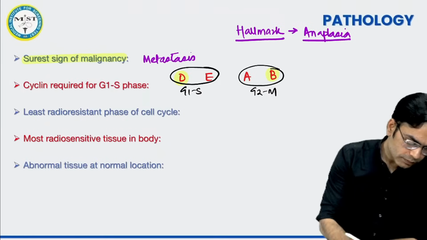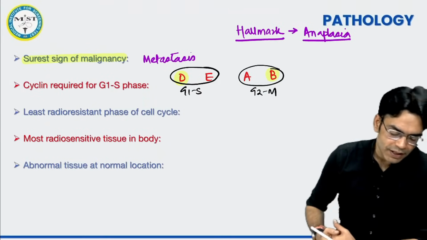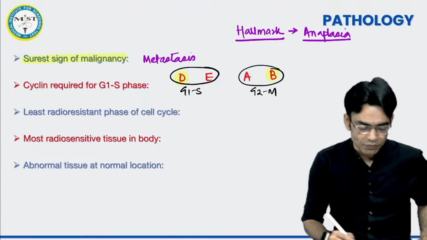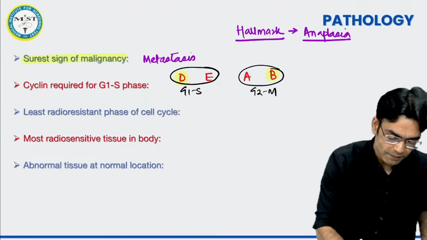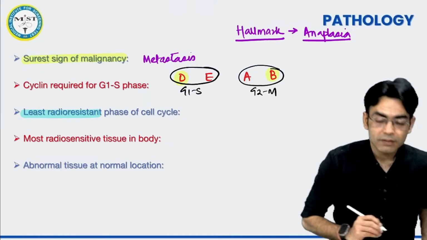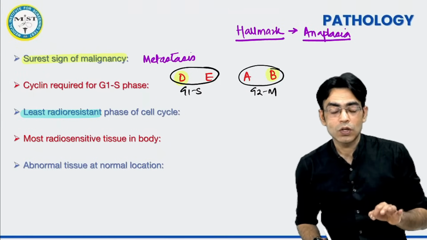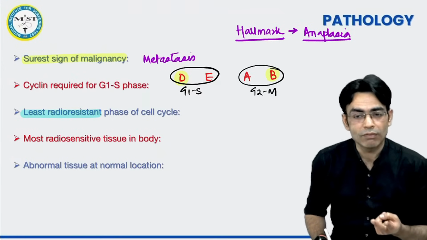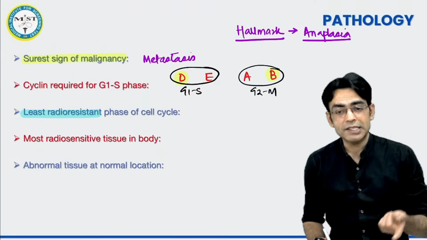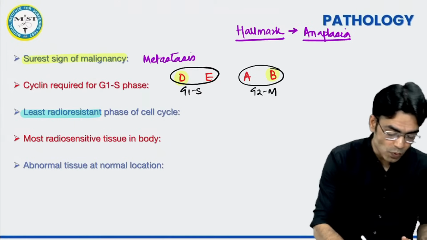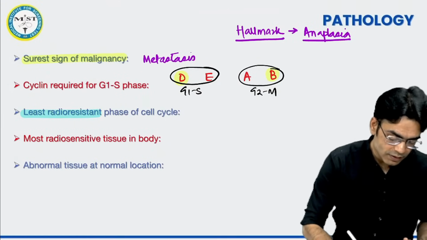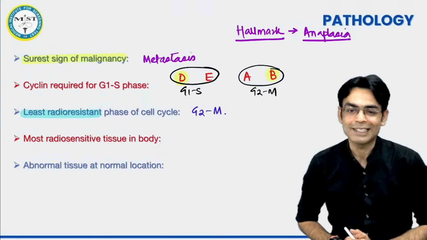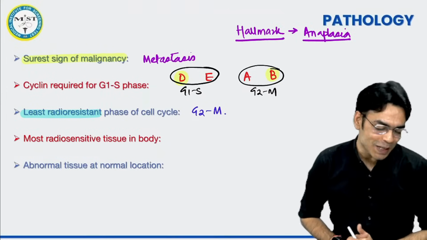Now move forward. Least radiosensitive, least radio-resistant phase of cell cycle. Least radio-resistant. So that means they are asking about most radio-sensitive. And how did you remember it, beta? In sensitive, S will not come. So what is the answer for this question? The answer for this question is G2M.